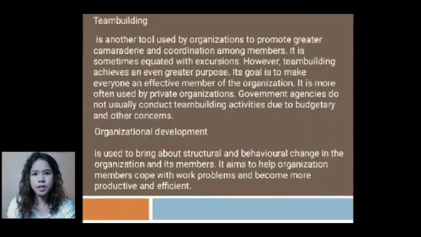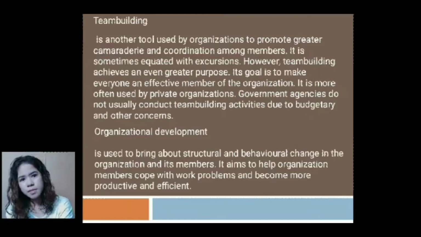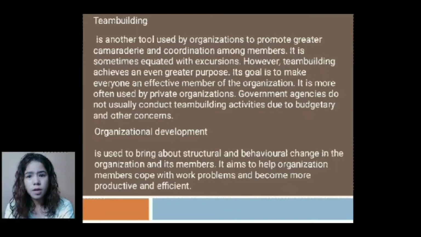Ang team building. Team building is another tool used by an organization to promote greater camaraderie and coordination among members. It is sometimes equated with excursions. However, team building achieves an even greater purpose. Its goal is to make everyone an effective member of the organization. It is more often used by private organizations. Government agencies do not usually conduct team building activities due to budgetary and other concerns.